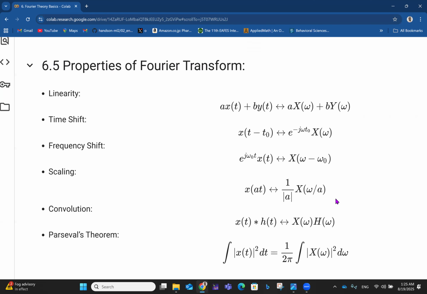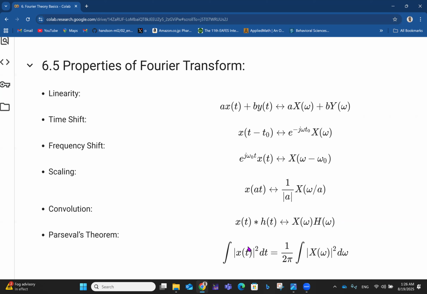Then there's also convolution. I think I talked about convolution in the Fourier series video the other time. I also have some Python code attached to those. So for the convolution, you have x of t convolved with h of t, and that goes to X of omega times H of omega. So if you are convolving two functions, x of t and h of t, their Fourier transform is the product of their individual Fourier transforms, right?